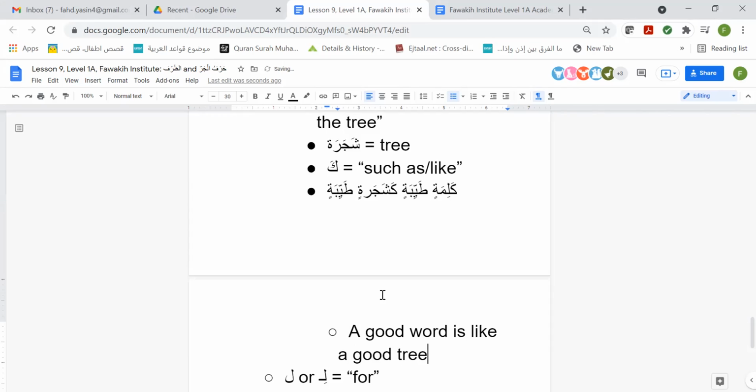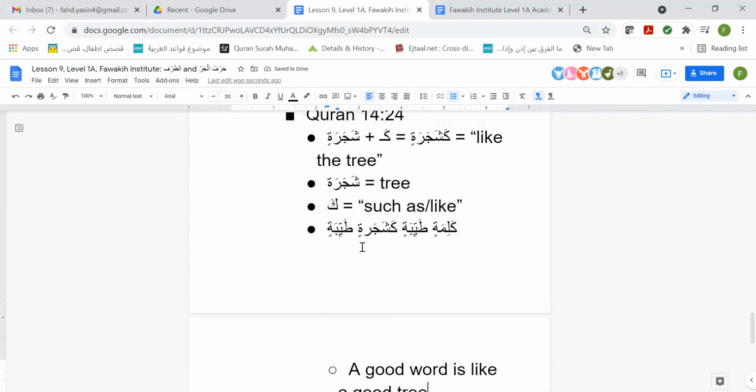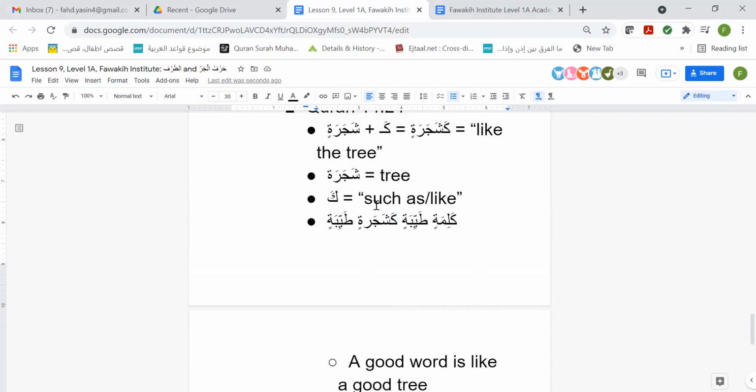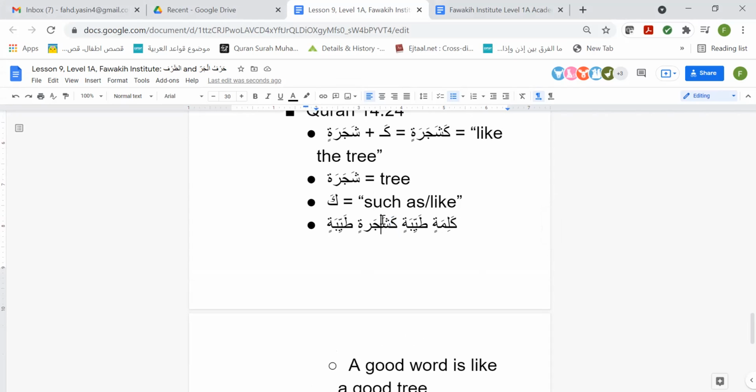I wonder how they translate tayyiba here. Yeah, they said good too. A good word is like a good tree, okay? So notice this kaf is being translated to like. A good word is in the similitude of a good tree. That's a complicated way of saying a good word is like a good tree. So that kaf means such as or like, depending on the context of the word. So that's how you use kaf.